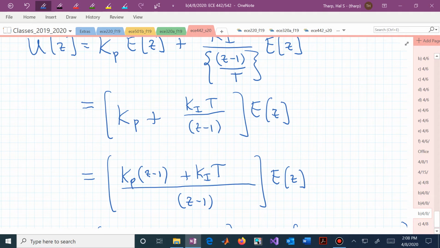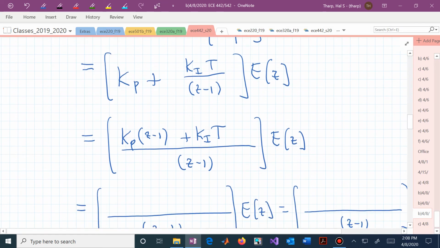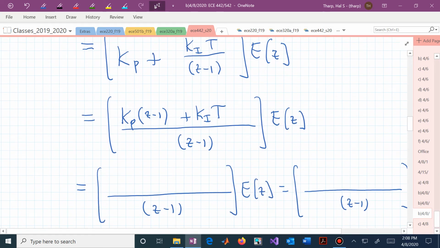Z minus 1, now you can see that in fact we do have a pole in this controller. This is really our controller's transfer function between the error signal E and the output of that controller, which is U. So this bracketed expression is really an expression for our controller's transfer function, and that possesses a pole at z equal to 1. Let's distribute that k sub p.